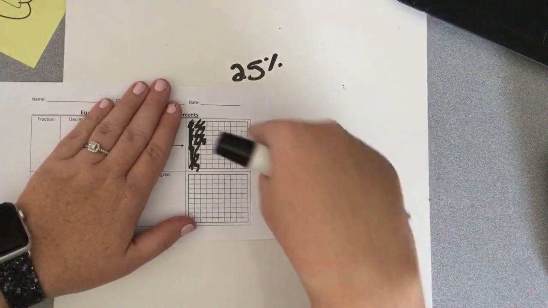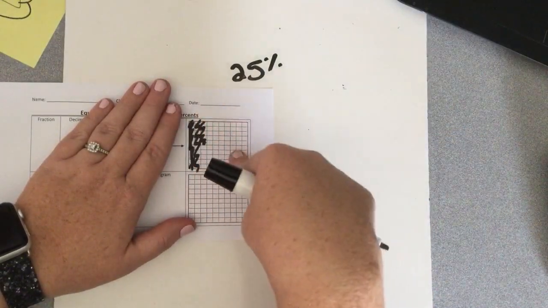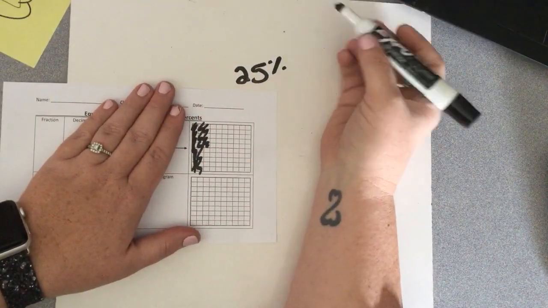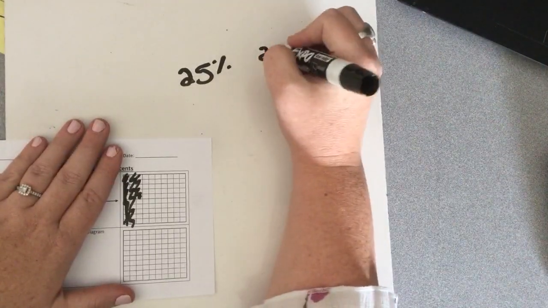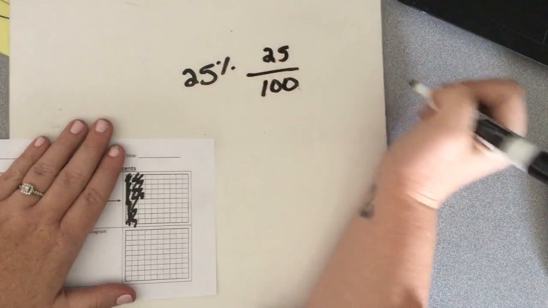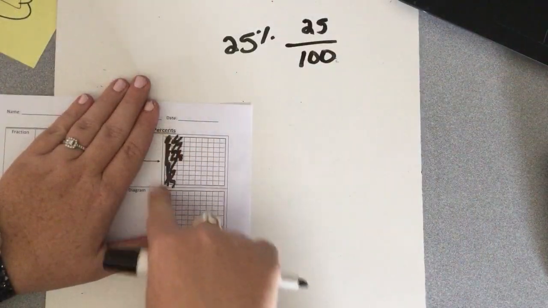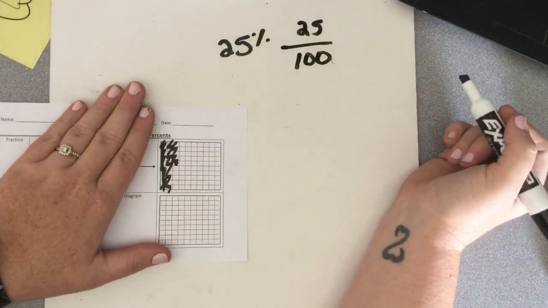It doesn't matter as long as you have 25 out of your 100. If you change this to a fraction, like we said a second ago, it's 25 over 100, and that's going to be the same thing as shading 25 out of 100 squares.